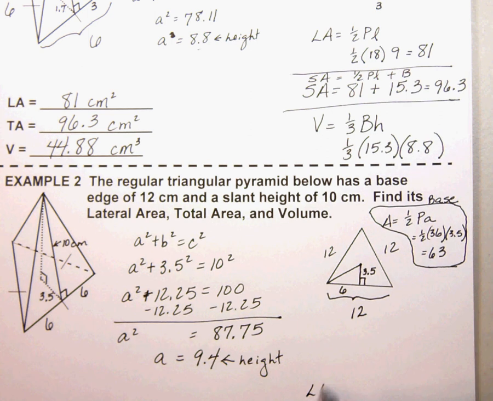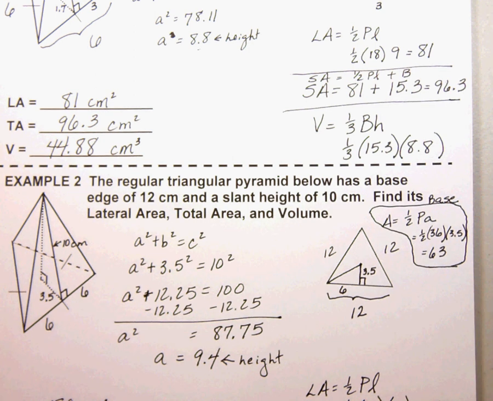So when we do the lateral area, we do 1/2 the perimeter times the slant height. So that's 1/2. The perimeter is 36, and the slant height they gave us to be 10. So it's 1/2 times 36 times 10. Let's make sure my math is right. Yes, 180. So the lateral area is 180 square centimeters.